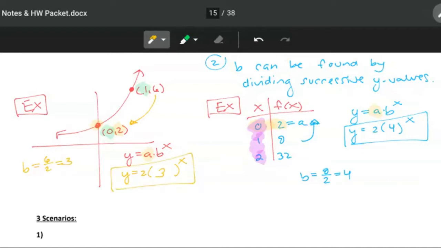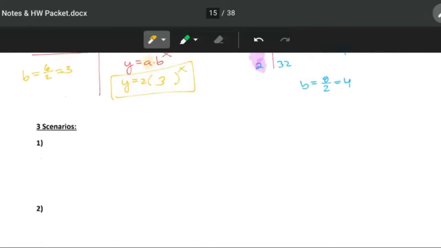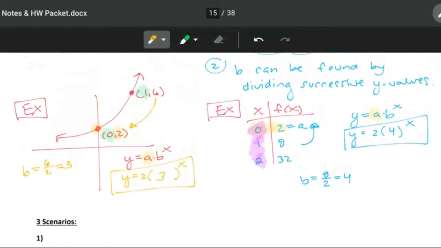All right, so those are some examples. There's going to be kind of three scenarios that you could have when you're coming up with these formulas, y equals a times b to the x. The first one is, you might have shortcuts. Again, they might give you the y-intercept. If they straight up give you the y-intercept and they give you 2 points that are successive, those are major shortcuts, and really the problem doesn't require much work.